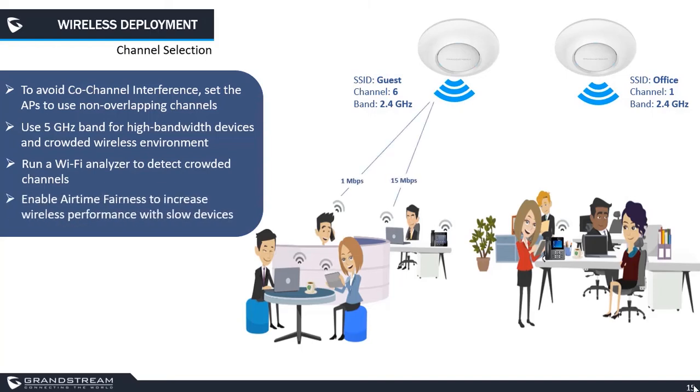Another thing is when you have devices of different speeds in your environment. There's an option on the access points that you can enable, and we call it Airtime Fairness. When this option is enabled, it basically gives an equal amount of airtime instead of an equal number of frames to each wireless client. So this will guarantee that high-speed devices will not get affected by the existence of slow devices that are connected to the same access point.